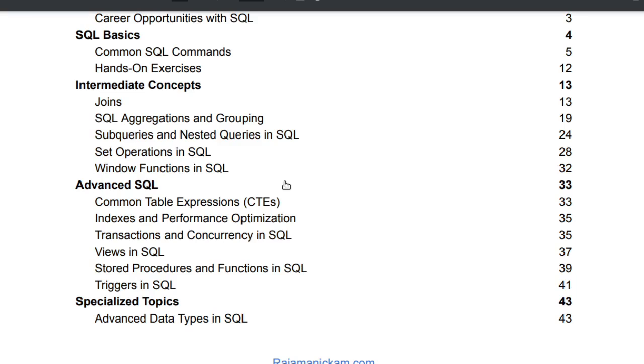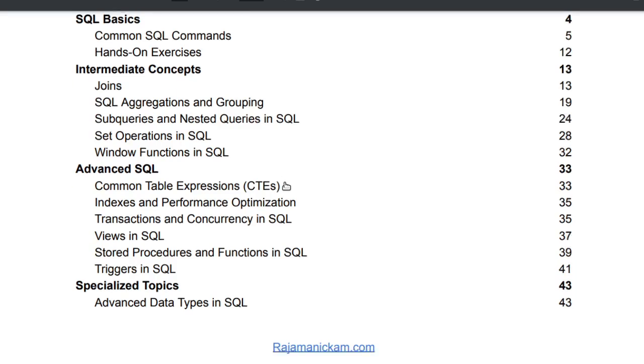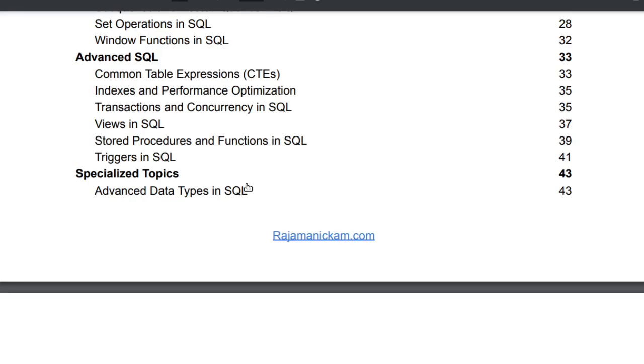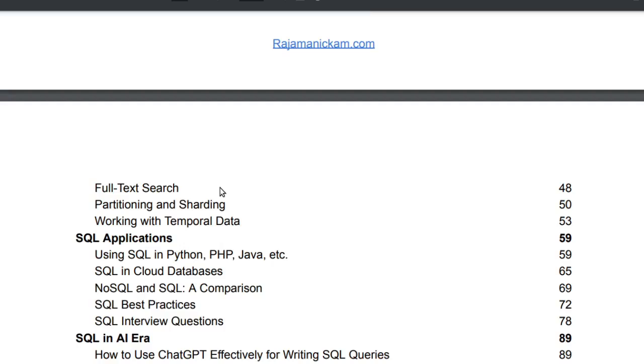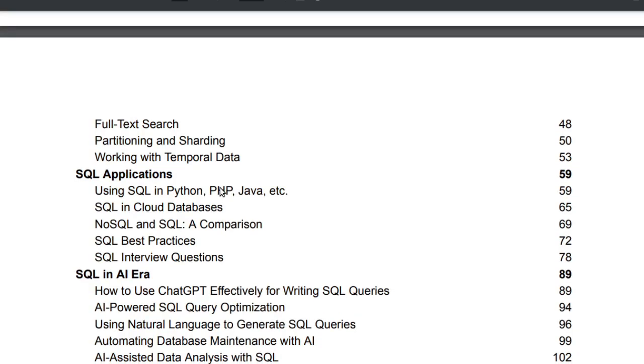And very general things like views, stored procedures, other things. Apart from that, it covers specialized things like advanced data types, full text search. And it covers SQL cloud databases also, very basic things. I have a separate book for Snowflake also. If you are interested, you can check that.